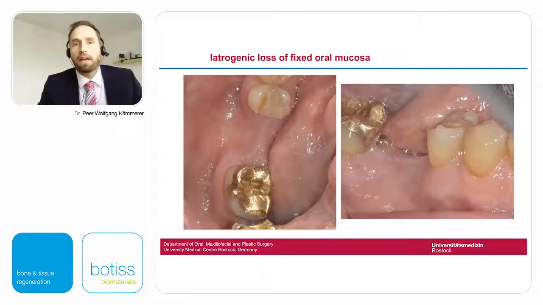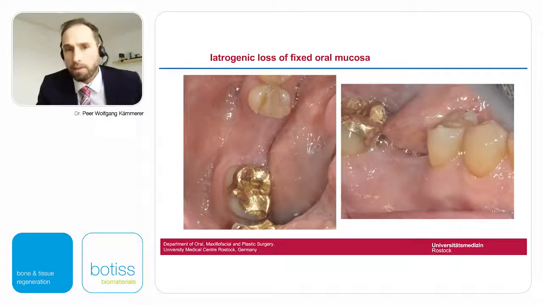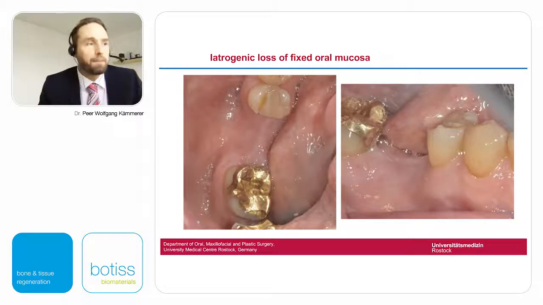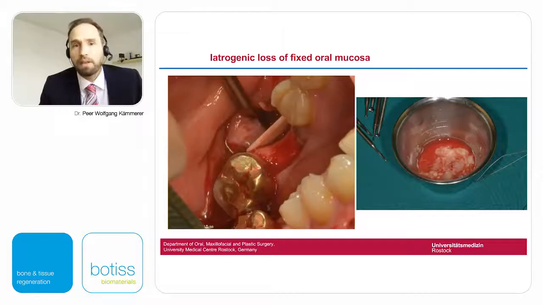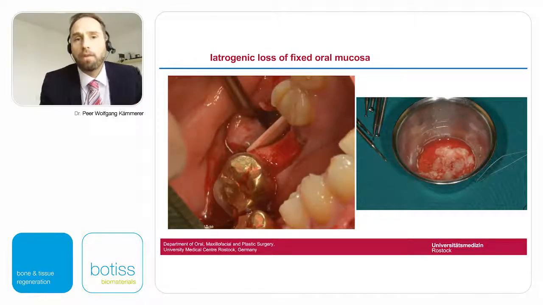Here we see a case of ours. Of course, in some cases you have iatrogenic loss of fixed mucosa. In this case, I showed in the last webinar, we did augmentation of this lateral deficit in the mandibular posterior area. You see, we did augmentation with the shell technique, with the cortical shell together with allogenic spongious bone.